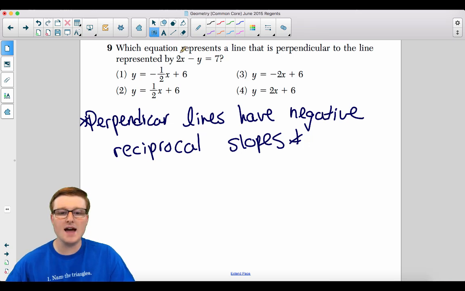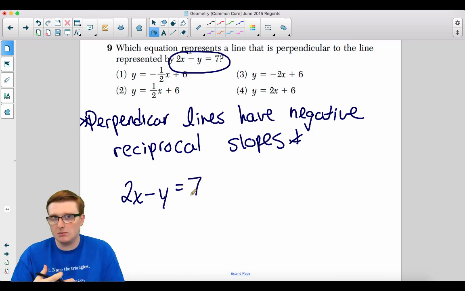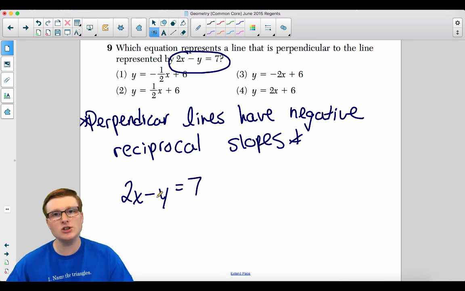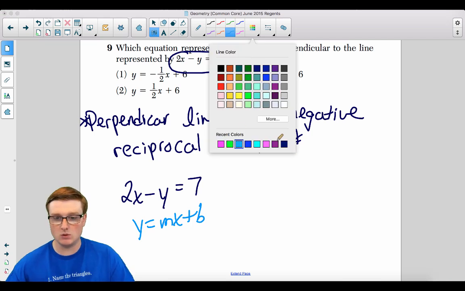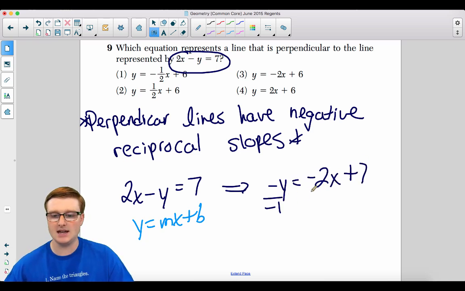So if we have this equation, which is 2x minus y equals 7, your goal first is to calculate the slope. Well, in order to calculate the slope, put this in y equals mx plus b form. In order to begin that process, we're going to move that 2x over. So we get negative y is equal to negative 2x plus 7. Divide by that negative 1 because we want y, not negative y. Those negative 1's cancel. We get y is equal to positive 2x minus 7.